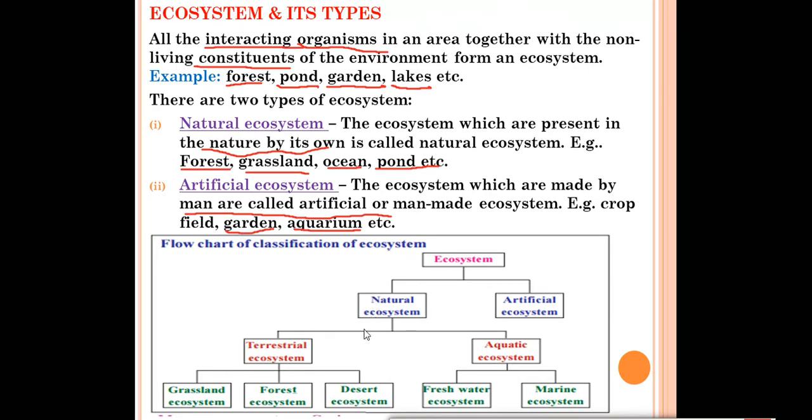Now look at the flow chart over there. Ecosystems are of two types: natural ecosystem and artificial ecosystem. Now again, natural ecosystems are divided into two types: terrestrial ecosystem and aquatic ecosystem. Terrestrial means land, okay, aquatic means water. So terrestrial ecosystem can again be divided into grassland ecosystem, forest ecosystem and desert ecosystem. Aquatic ecosystem we can divide into freshwater ecosystem and marine ecosystem. So these are the types of ecosystem. So mainly you have to remember that ecosystems are of two types: natural ecosystem and artificial ecosystem, along with the examples.